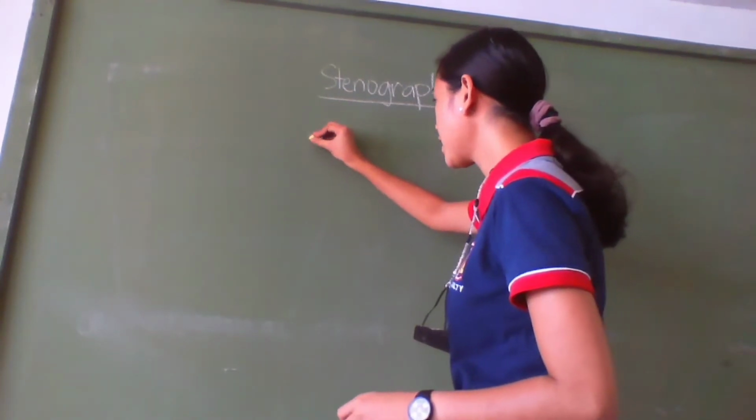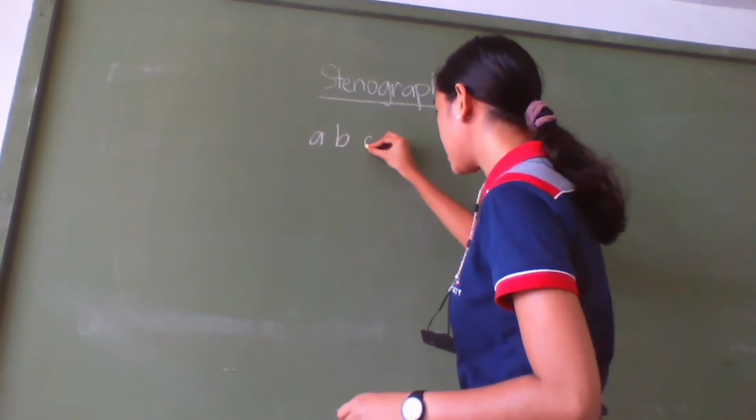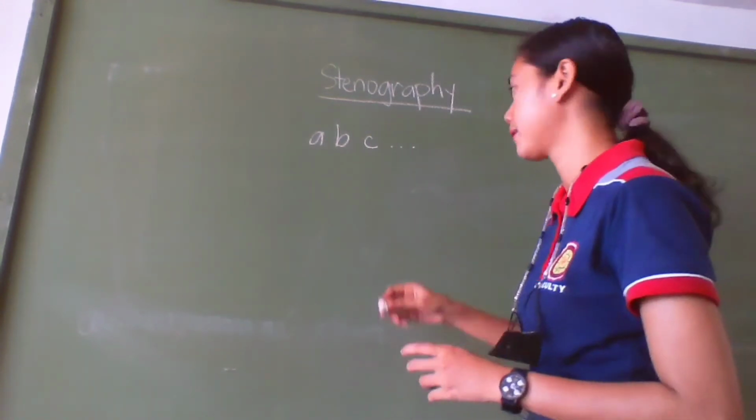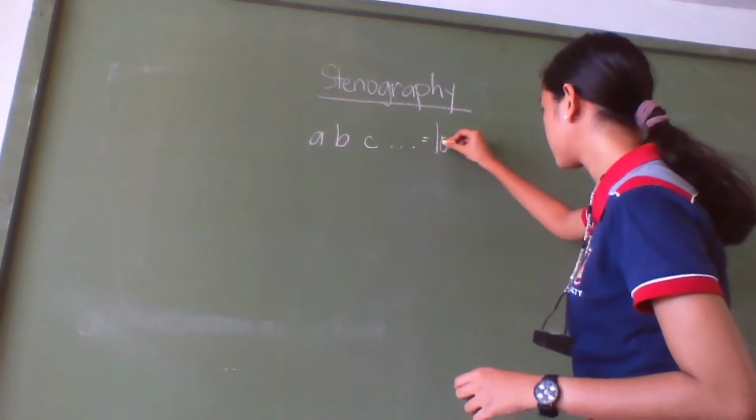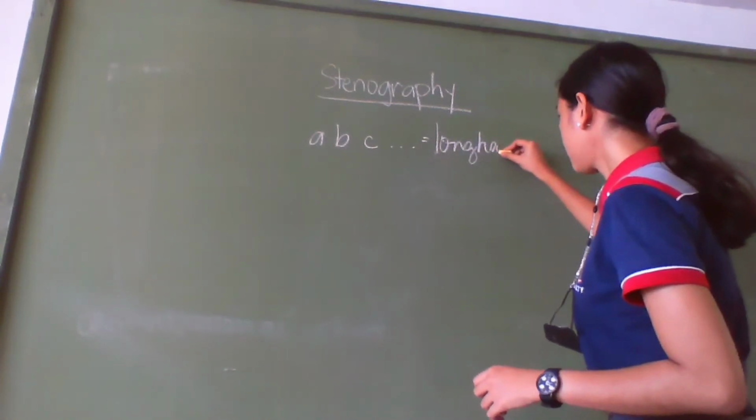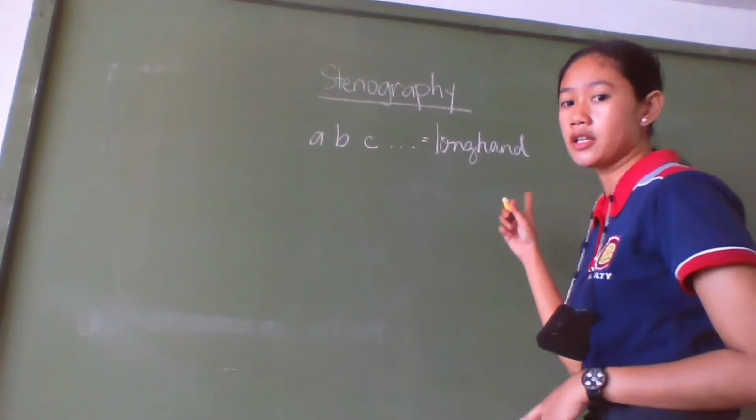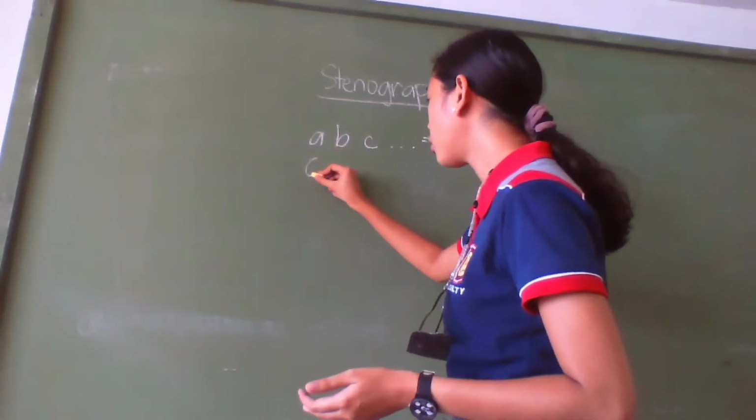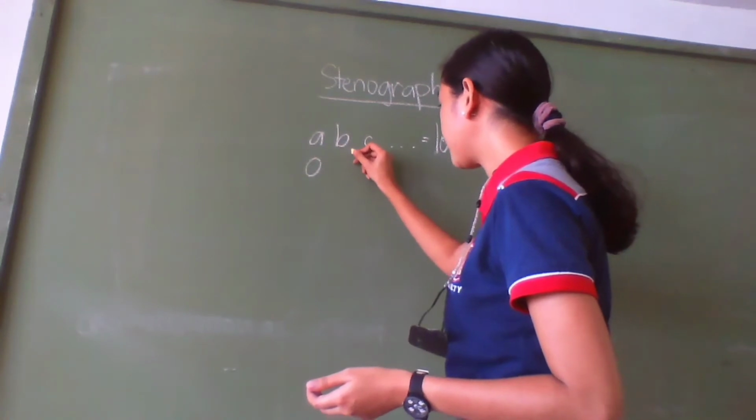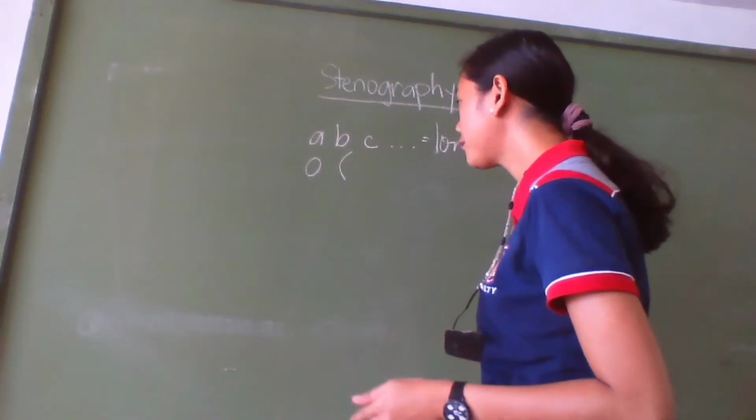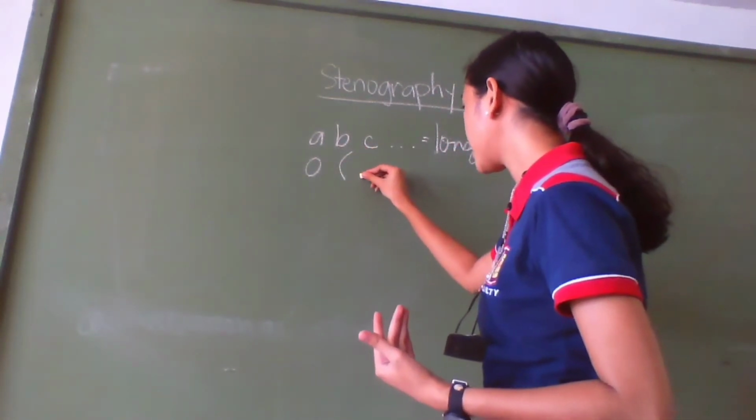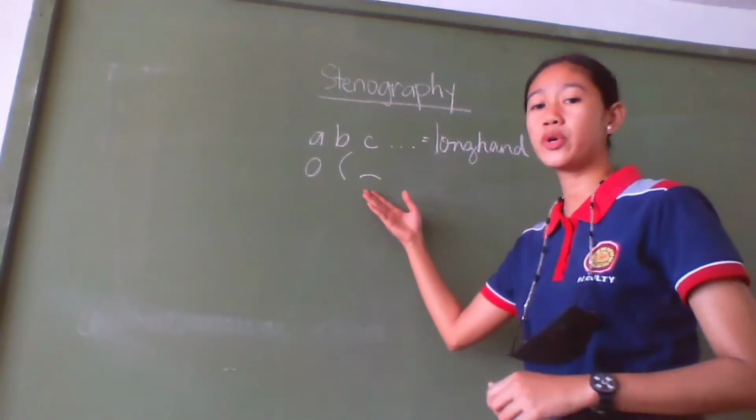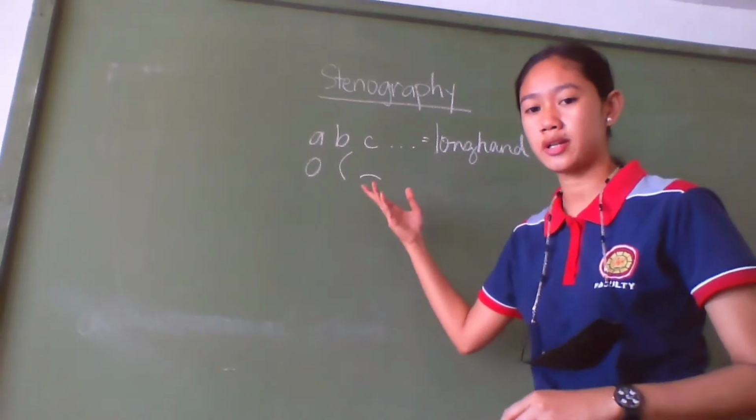This is the A, B, C, and so on. That is the alphabet of longhand. So this is longhand. Pagdating naman sa shorthand, si A magiging bilog, si B magiging left curve, and then si C is maging ganito. Di ba? So that's what we call the shorthand.